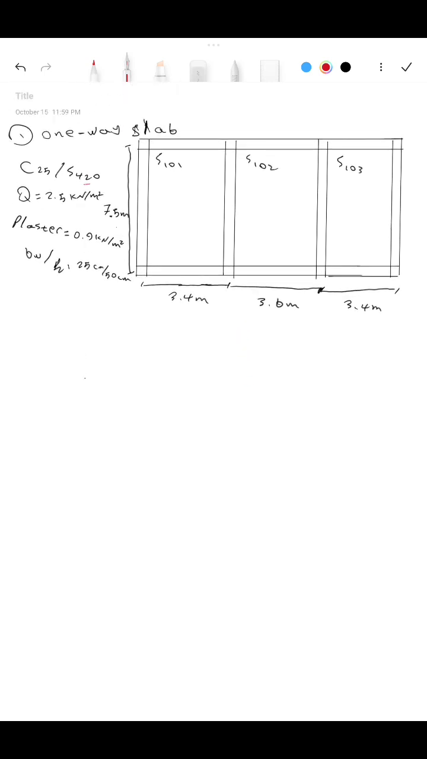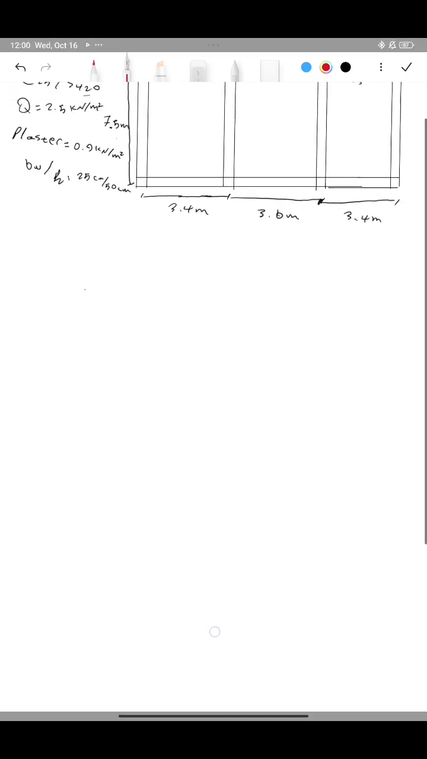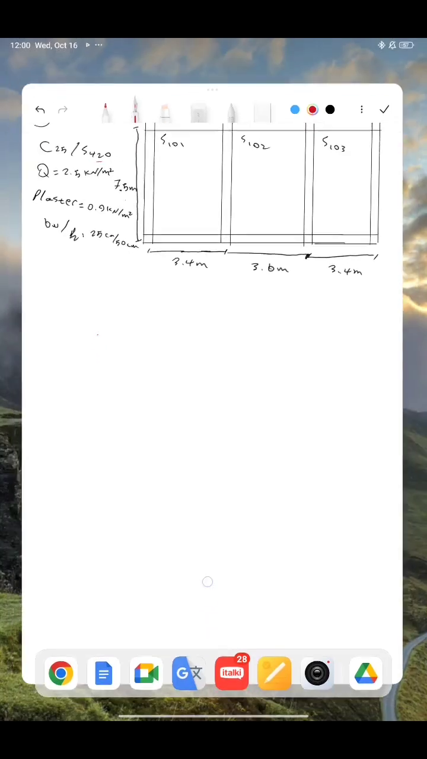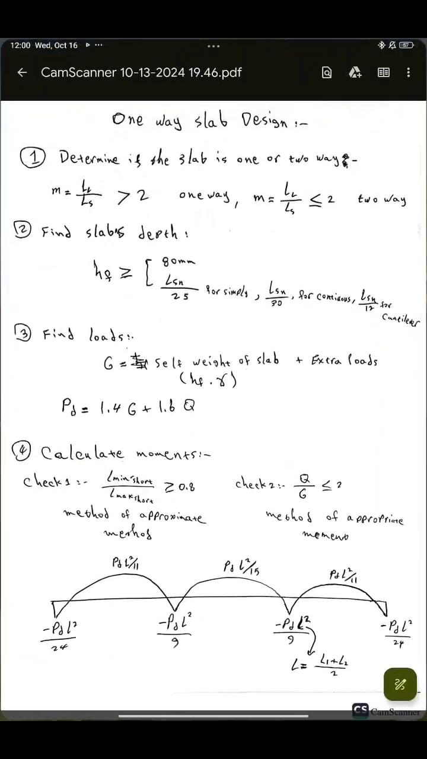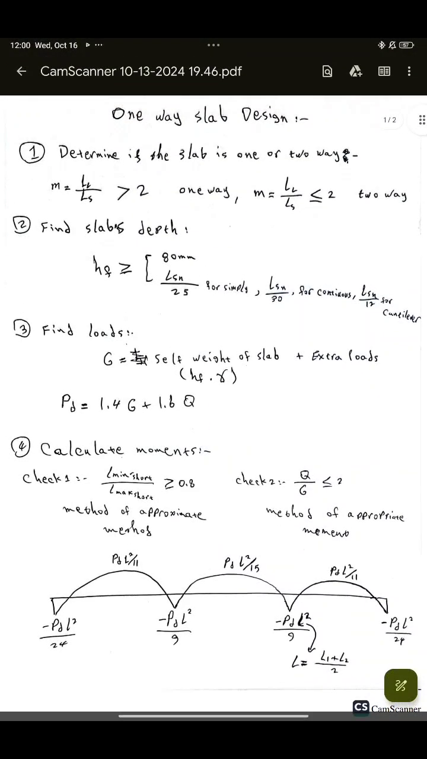So, how to design them? I prepared a PDF file and we will follow this PDF file. So, as you see here, the first point when we want to design one-way slab is to determine if the slab is one or two-way. Yeah, it's written as one-way and the question is saying design one-way, but also we need to make sure it's one-way. It's one of the steps.